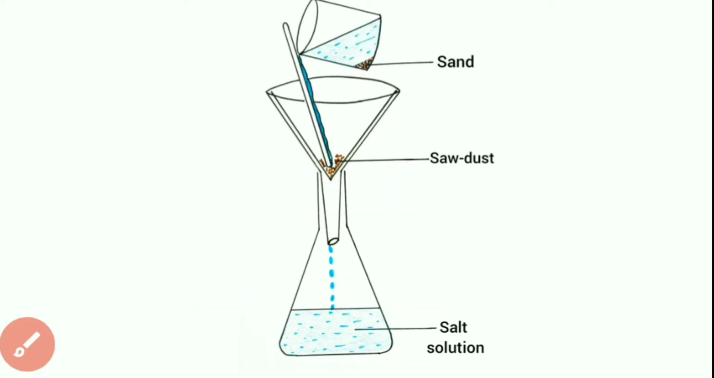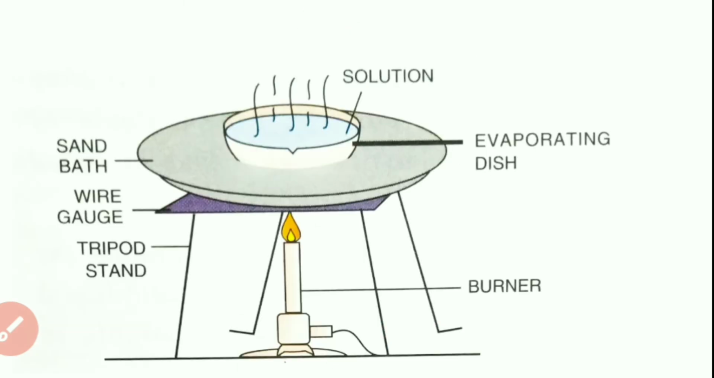The sand which is left behind can be dried and obtained. Similarly, sawdust which is obtained over a filter paper can also be dried, and the salt solution which is obtained in another container will be evaporated, and once the evaporation is complete, we can obtain salt in the china dish or the evaporating dish.